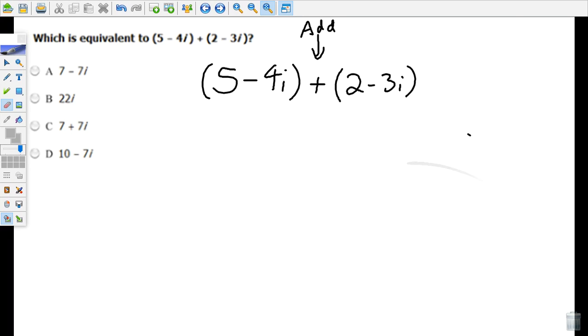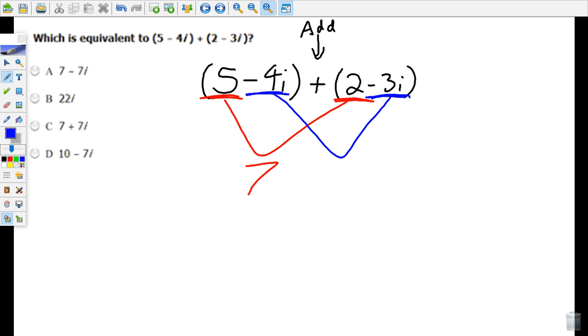I've just been saying, hey, let's just combine the like terms. So if you're more familiar with that, more comfortable with that, it's fine. But we have 5, and we have 2. If I were to combine the 5 plus 2, of course I get 7. And I also have my negative 4i plus my negative 3i. And adding two negatives is going to come out to be negative 7i. So it's the same either way.